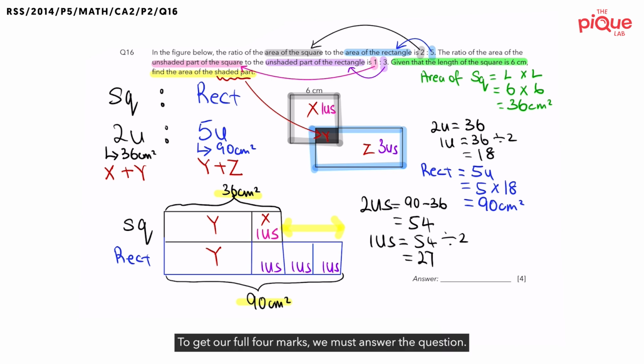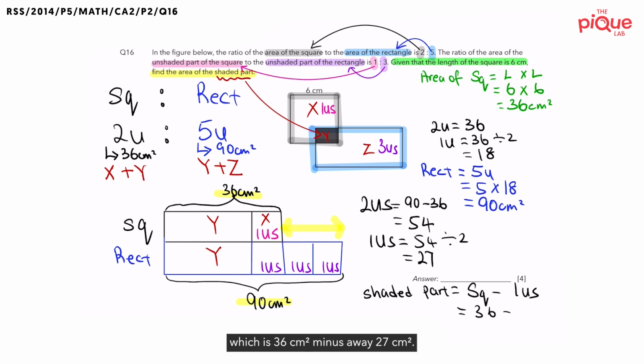To get our full 4 marks, we must answer the question. The question is asking for the area of the shaded part. To find the shaded part, simply take the area of the square minus the area of the unshaded part of the square, which is 36 cm squared minus away 27 cm squared. We will arrive at the answer of 9 cm squared.